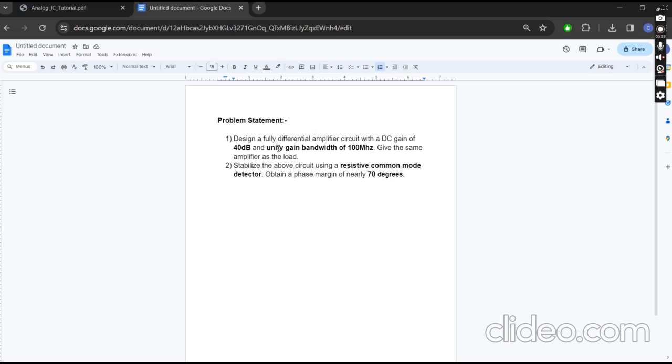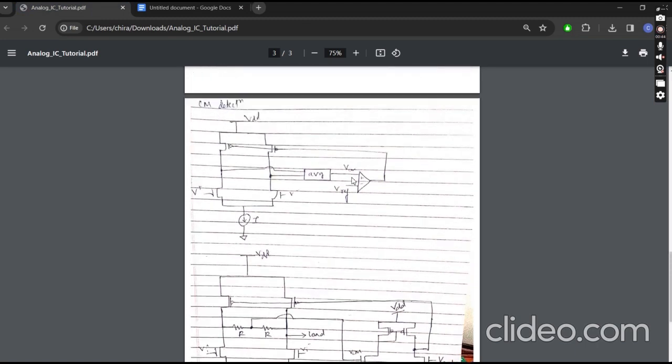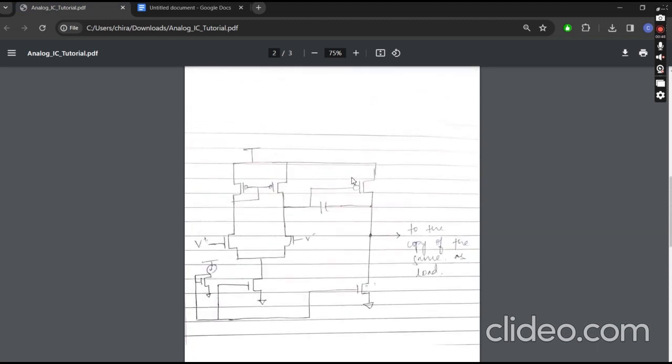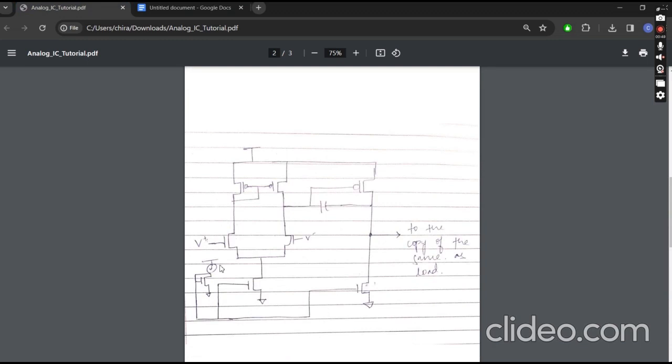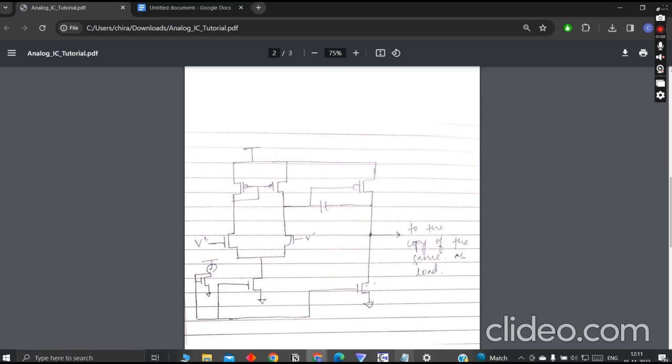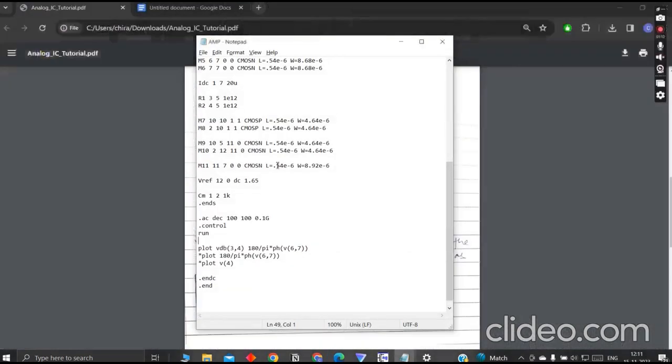First, let's see how we have designed the schematic of this fully differential amplifier. So this is the schematic. Here you can see we have given the AC input V plus and V minus, and this current mirror PMOS, and then we have used Miller compensation for frequency compensation. We made two copies of this and gave the load to one another. Let's look at the NGSpice code.